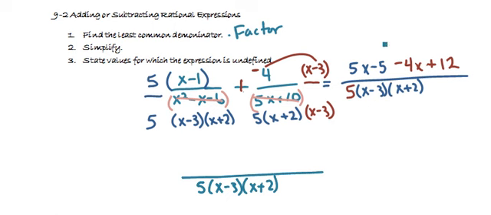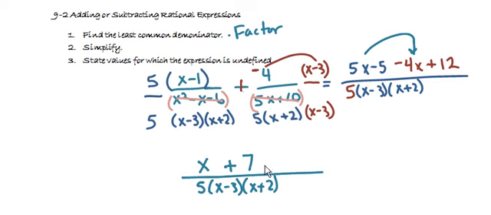Combining like terms, 5x minus 4x leaves us with x. Negative 5 plus 12 leaves us with an additional 7. Leaving this factored form in the denominator is a fairly common occurrence, so that we may once again look and make sure that there aren't any common terms after we've combined that should still be divided out.